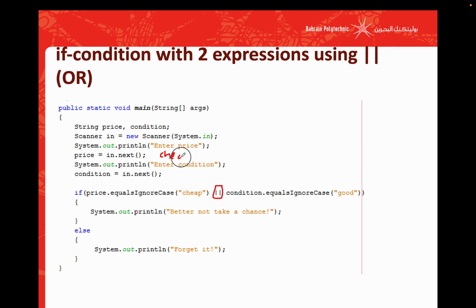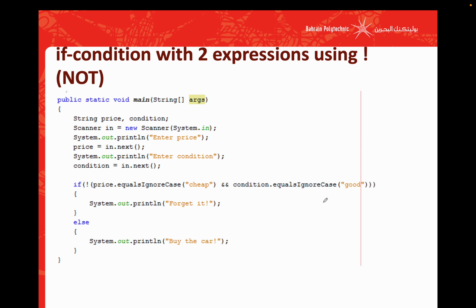If you have or and the same case, cheap, and then the other one is good, I will just write G for the next one because this takes too much time. Let's suppose price is cheap, condition is good or condition is, let's say, bad, just for you to understand. So condition is bad. Price is cheap, this is true. Condition is good, no, this is false because we said condition is bad. And because you have or in the middle, one of them is true, so better not to take a chance.